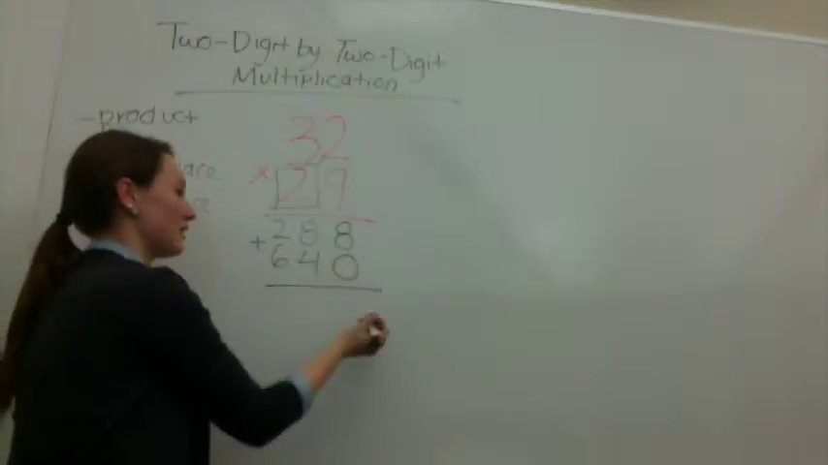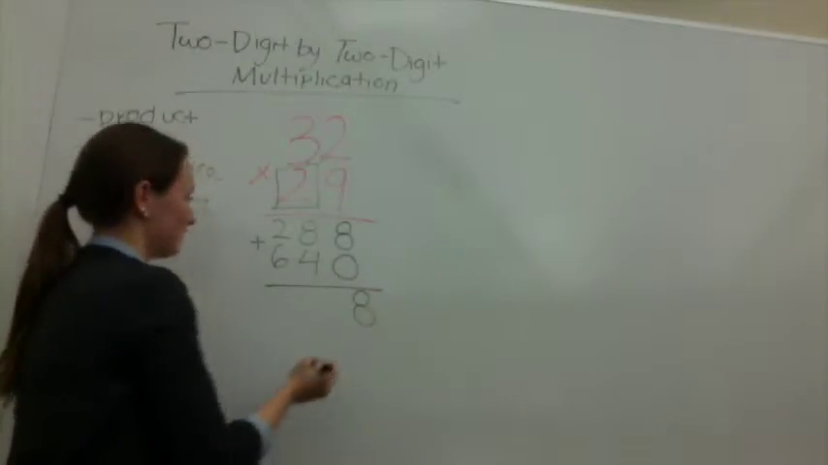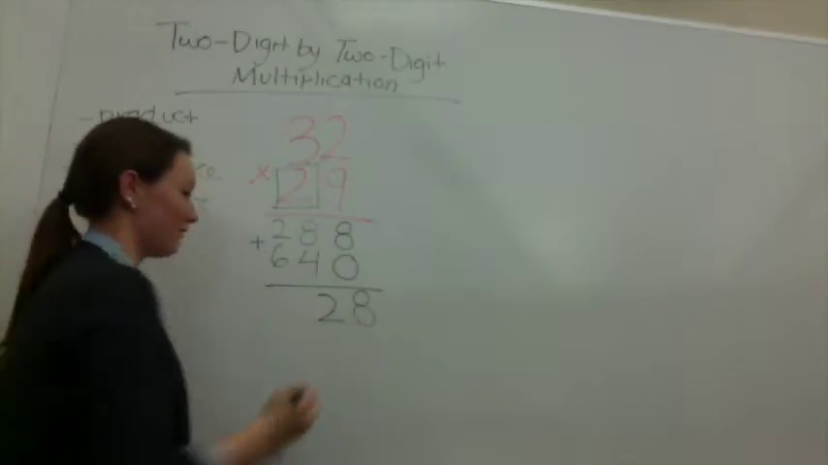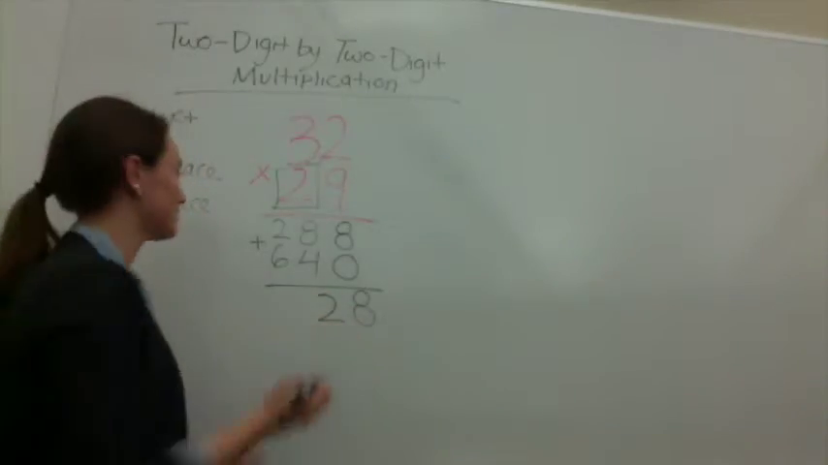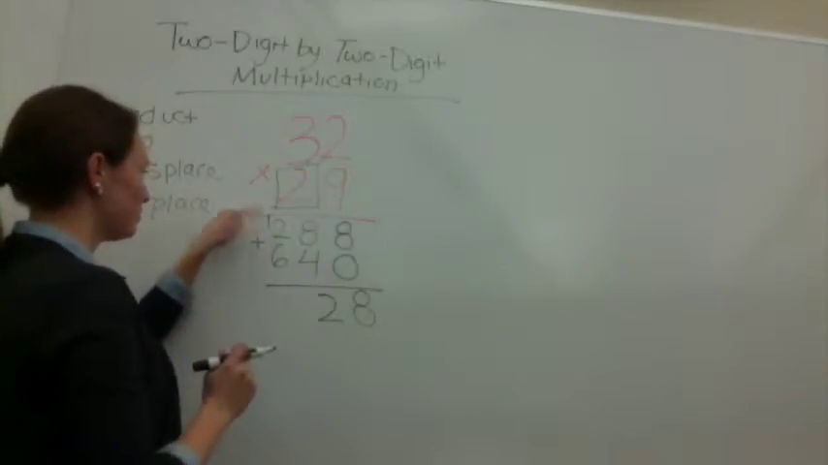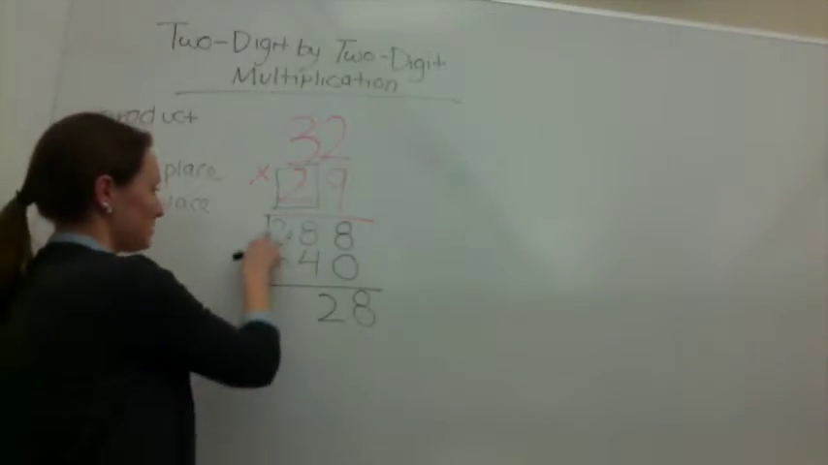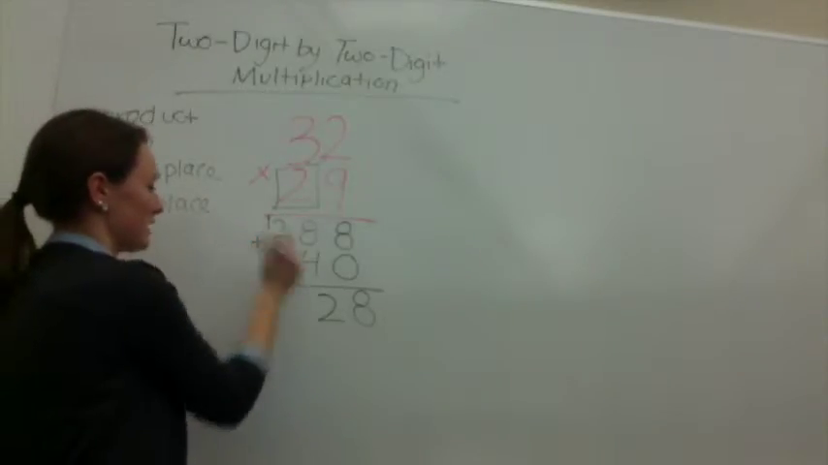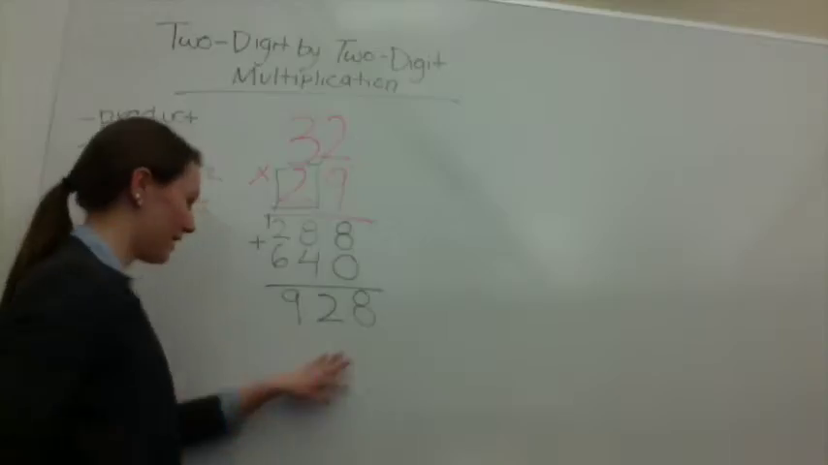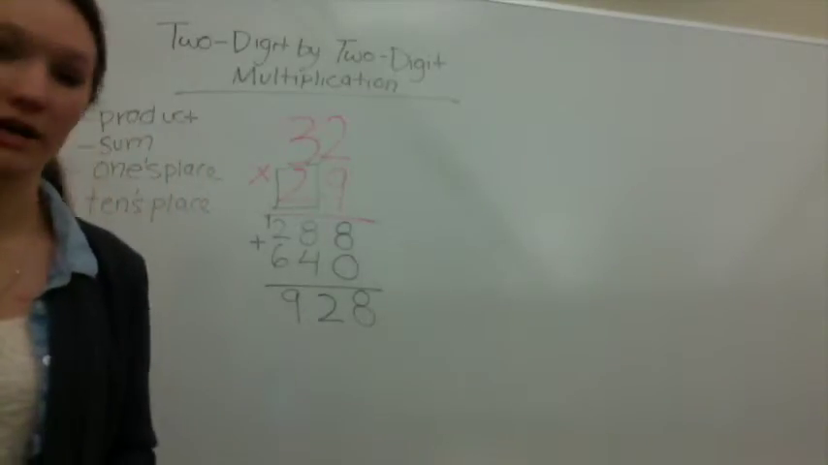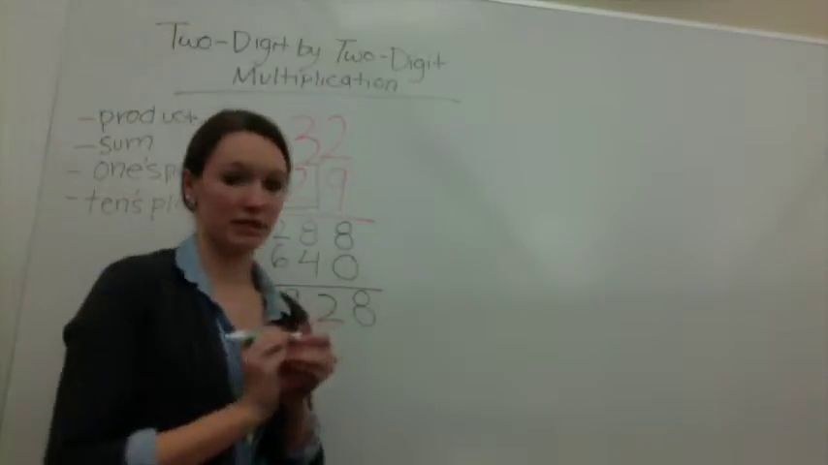So 8 plus 0, which is 8. 8 plus 4, which is 12, and again, you can't fit 12 in one column, so you move your 1 over here, and then you're going to add 6, 2, and 1. So 6 plus 2 is 8, plus 1 more is 9, or 6 plus 3 is 9. And there's your answer. Next, we're going to look at a different way called a box and cluster.